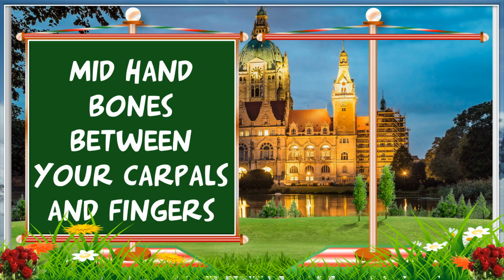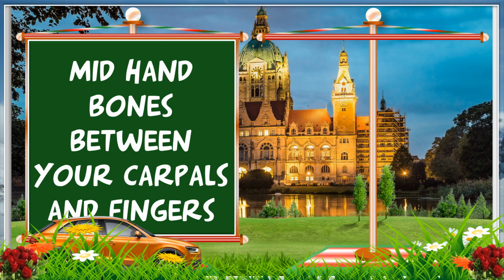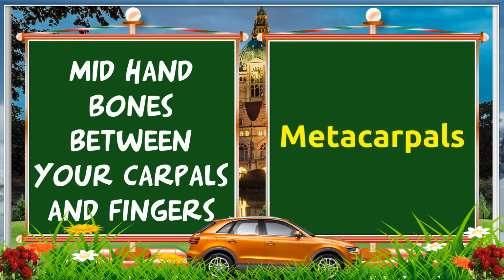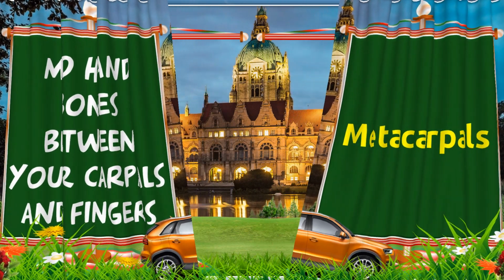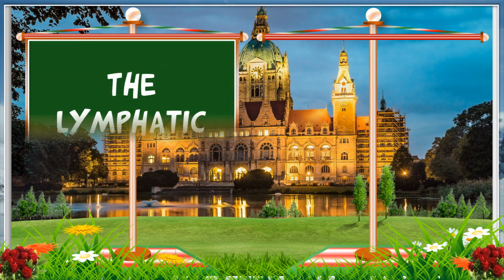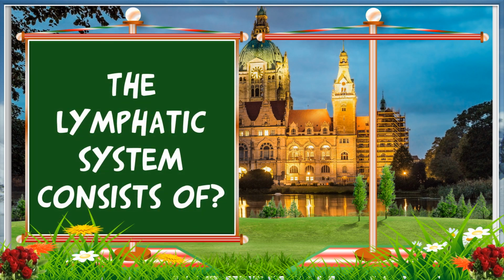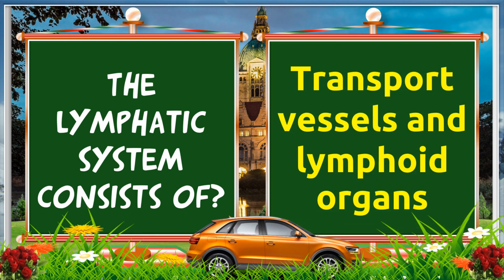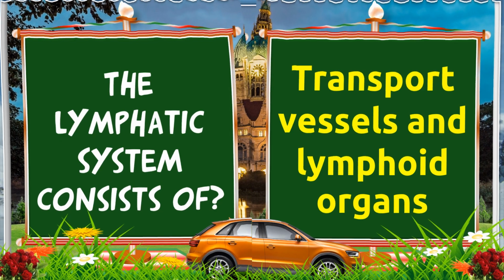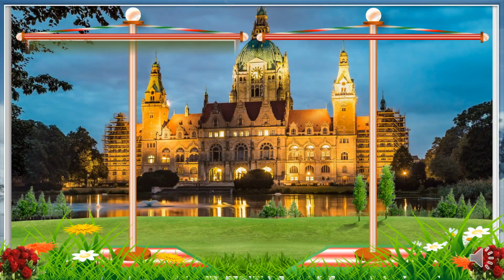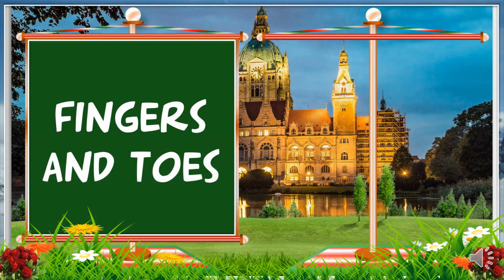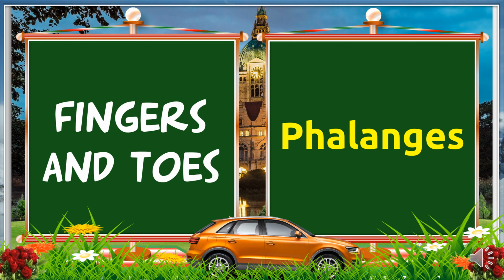Mid-hand bones between your carpals and fingers. Metacarpals. The lymphatic system consists of transport vessels and lymphoid organs. Fingers and toes. Phalanges.